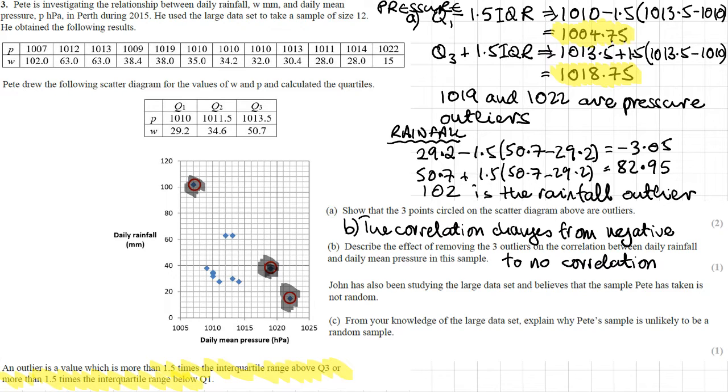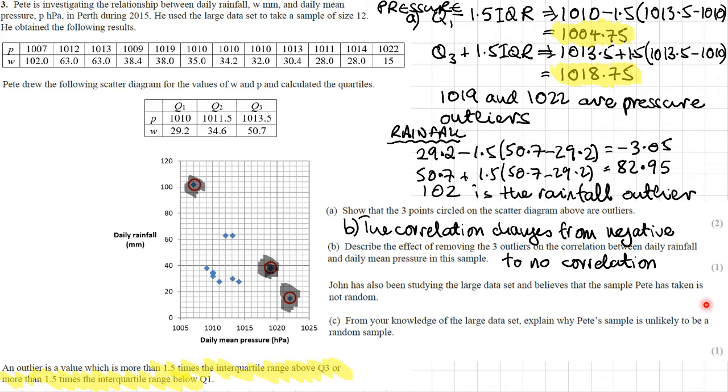And lastly, part C. John has been studying the large data set and believes that the sample Pete has taken is not random. From your knowledge of the large data set, please explain why Pete's sample is unlikely to be a random sample. Now, the problem is most people's knowledge of the large data set isn't that great. So people are going to have problems with this. Don't just make something up. Think about what this data is about. Think about the sample size that you've got and see if you can come up with a sensible conclusion based on what you know from the large data set.